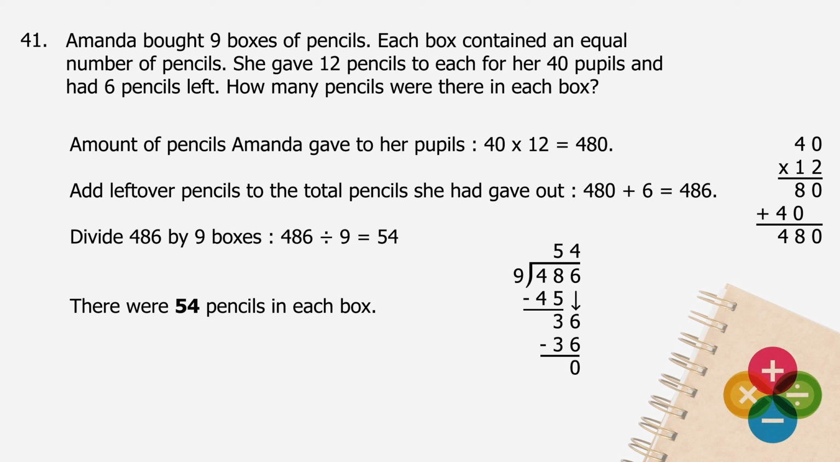The amount of pencils Amanda gave to her pupils will be, multiply 40 by 12, and the product is 480. Add the total amount of pencils Amanda gave to her pupils to the leftover pencils, add 480 to 6, and the sum is 486. The amount of pencils in each box will be, divide 486 by 9, and the quotient is 54. There were 54 pencils in each box.